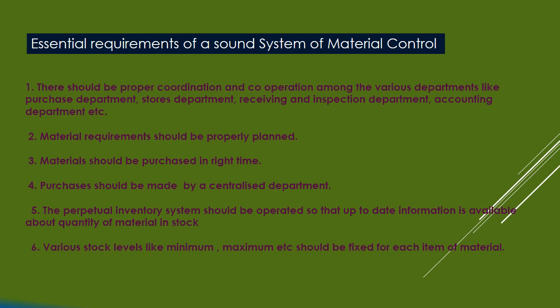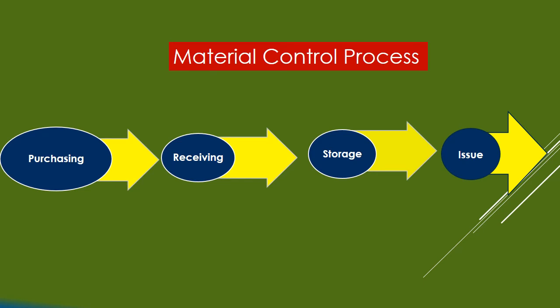And when the material comes, then the receiving and inspection department also do their work in time. And they should inform the accounting department for payment. The process of material control involves purchasing, receiving, storage, and issue of materials. The material control involves the efficient functioning of the following functions, that is, purchasing, receiving, storage, and issue.